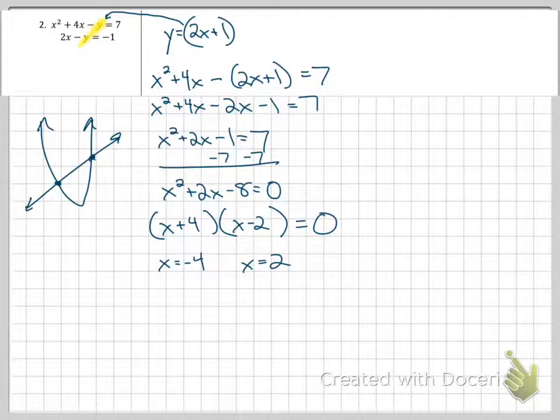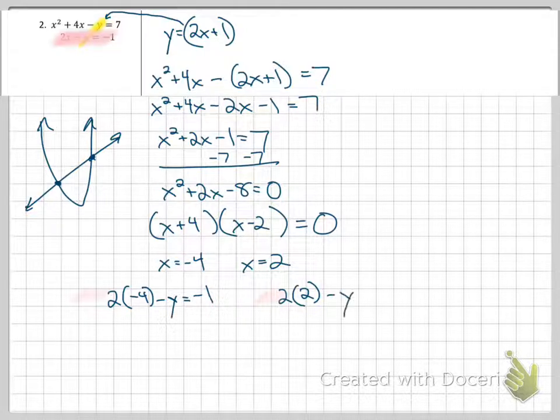Now we need to take each x value and plug it into either equation to get y. Might as well plug it into the simpler equation. So 2 times x minus y equals negative 1. And then 2 times this x. If you don't know what I'm doing, I'm grabbing this equation and I'm plugging them in. 2 times that x minus y equals negative 1. Take a minute and find each y value that goes with each x value.